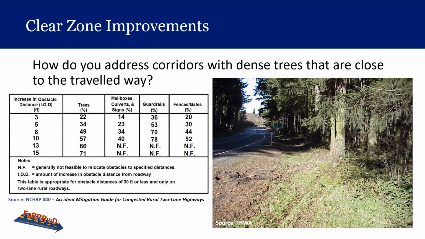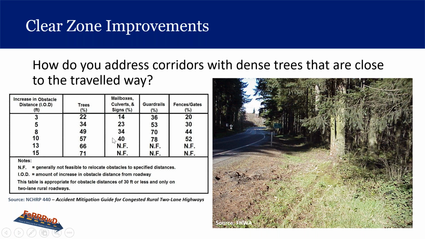So how can we address corridors with dense trees that are close to the traveled way? We've all seen situations like this. And so it is understood that removing a single tree may be much easier than clearing out a dense forest. But can an incremental increase in the clear zone be achieved? And are there any strategies to keep vehicles on the roadway as well.